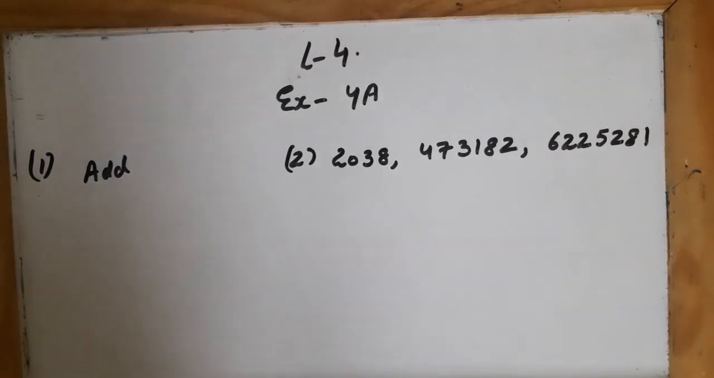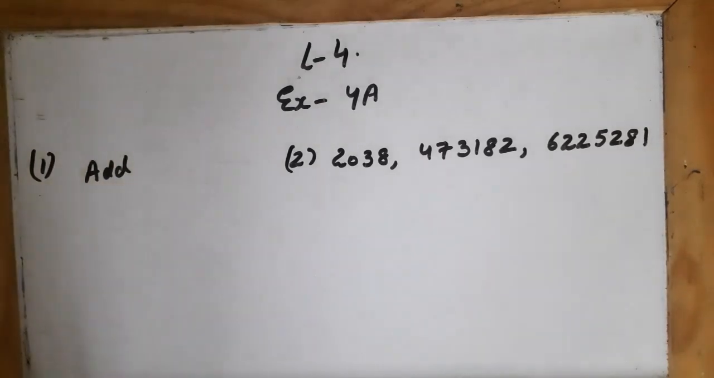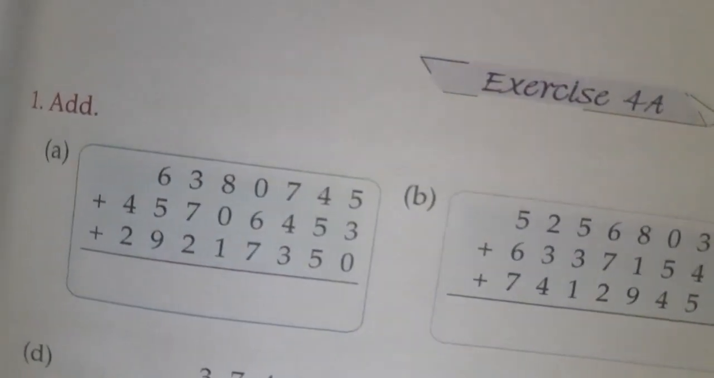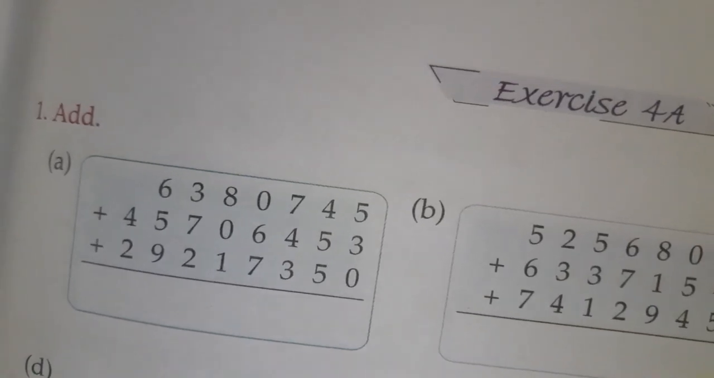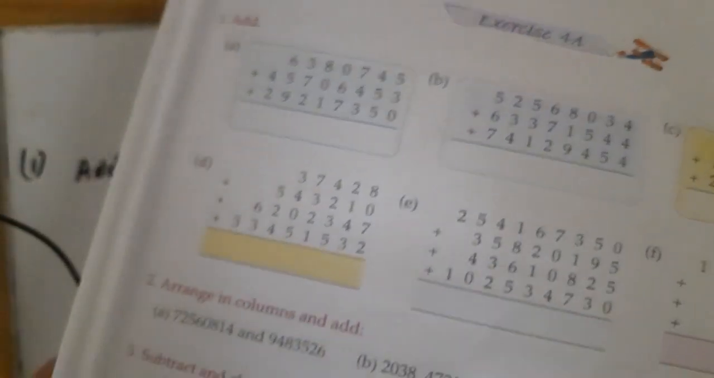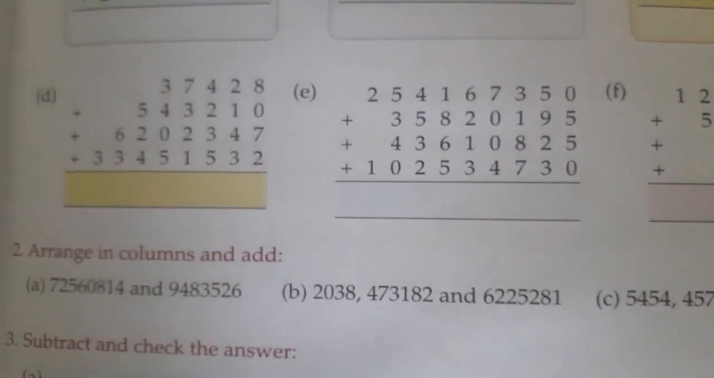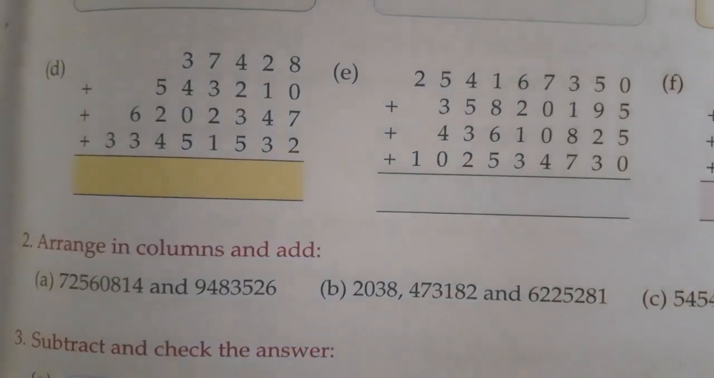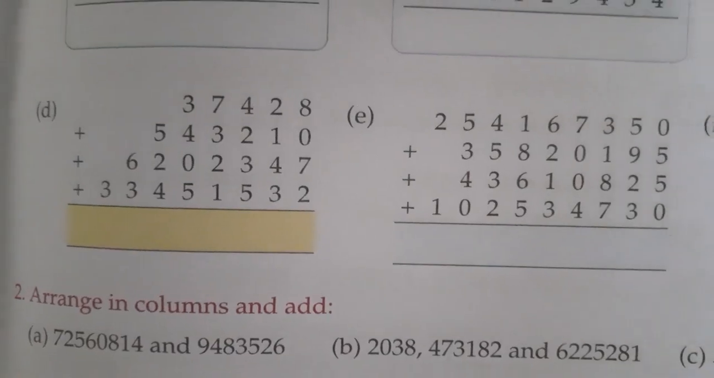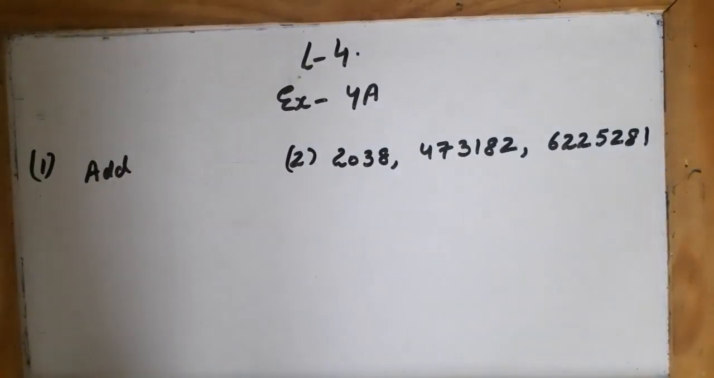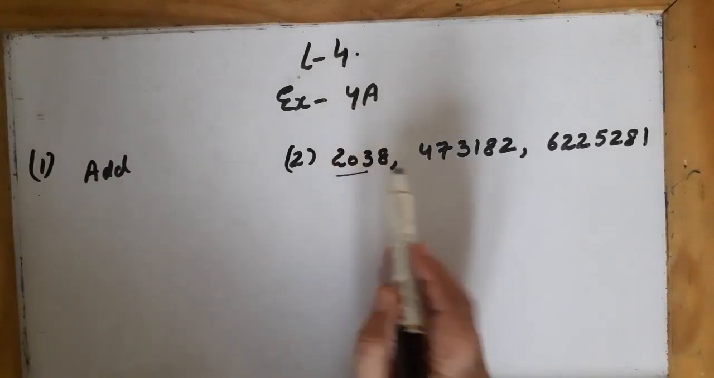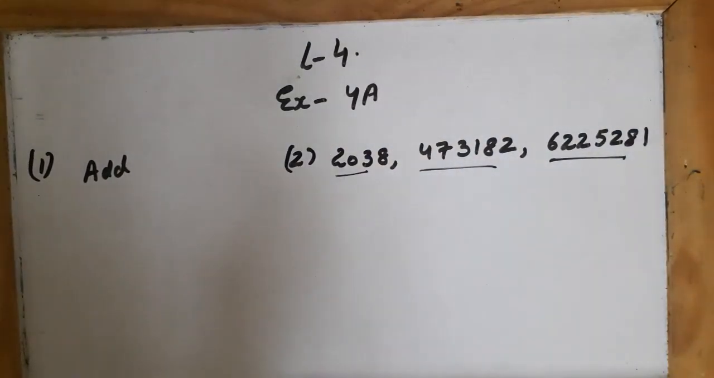As you can see in your book, the first question is to add. They have given you sums like this and you only have to add them, and I'm sure everybody knows how to add them. Now if you look at the second question, they are asking you to arrange in columns and add. So the numbers are given like this, and they are asking you to first arrange them in columns and then add.